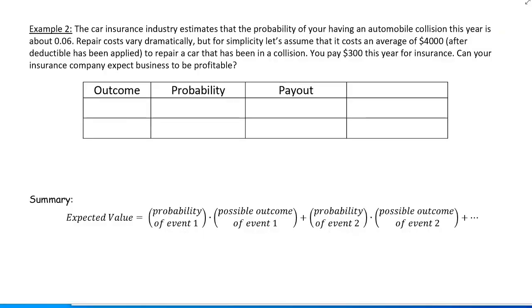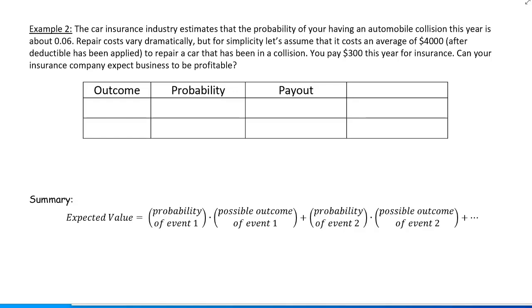The car insurance industry estimates that the probability of you having an automobile collision this year is about 0.06. Repair costs vary dramatically, but for simplicity, let's assume that the cost is an average of $4,000 after a deductible has been applied. You pay $300 this year for car insurance. Can the insurance company expect the business to be profitable?